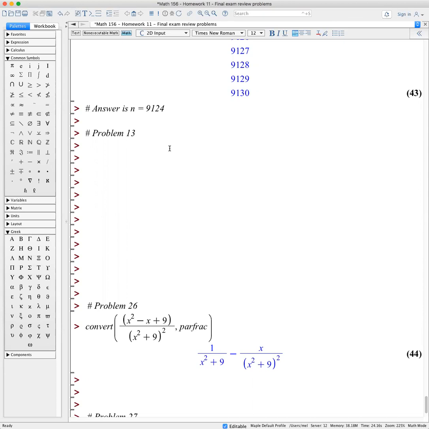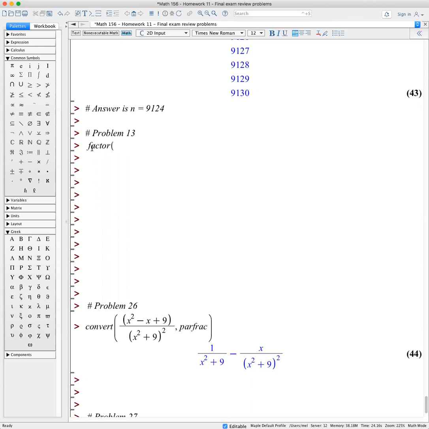So we are continuing with homework 11, which is some review problems. There's some redundancy here, so I'm not going to do all the problems if we've already done a similar problem. Start with number 13. Again, to factor a polynomial, the command is simply factor.